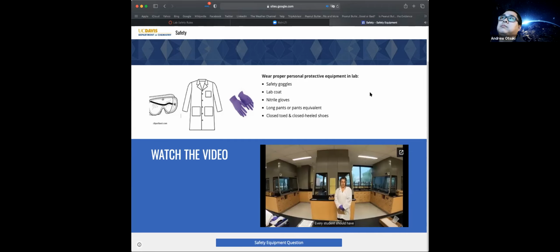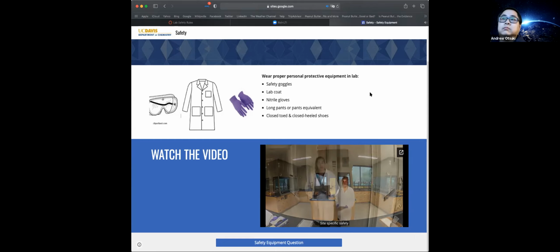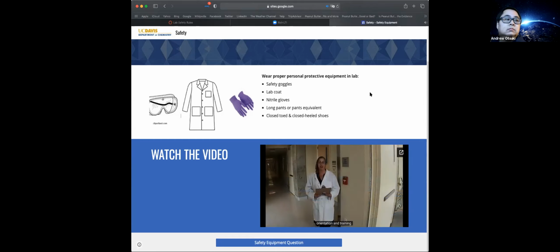Every student should have signed up for UC Davis Warning to get notifications for emergencies that are happening on or near campus, site-specific safety orientation, and training. The fire alarms are found at the end of the hallway near the stairwell. To activate the fire alarm, pull down, and this will send a signal to the fire department.